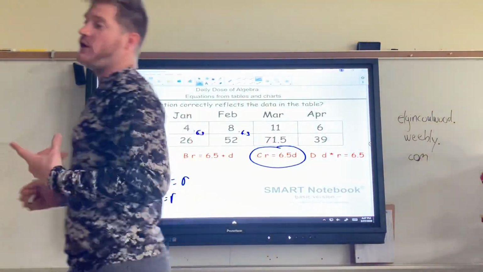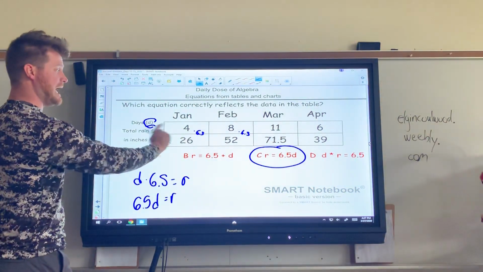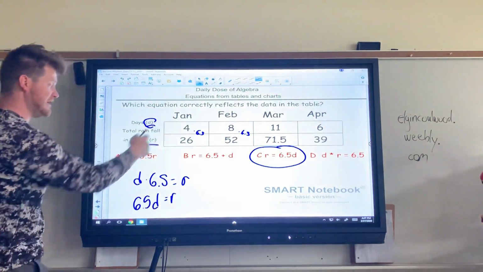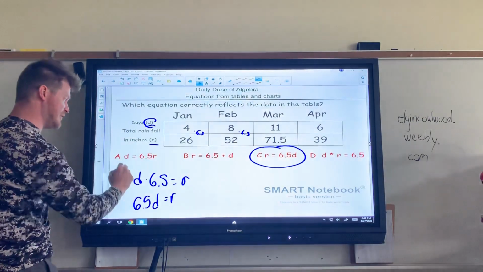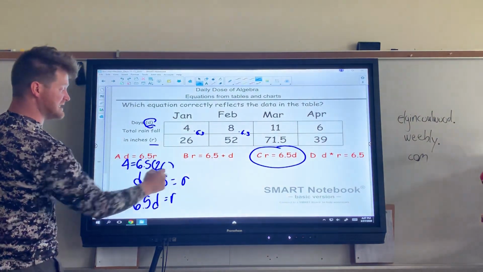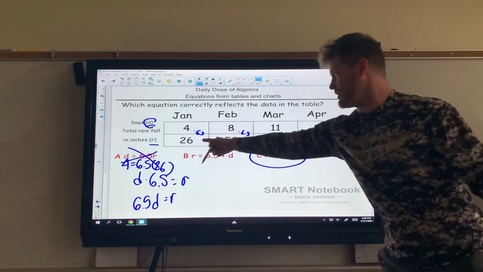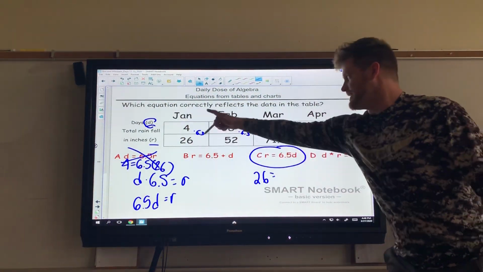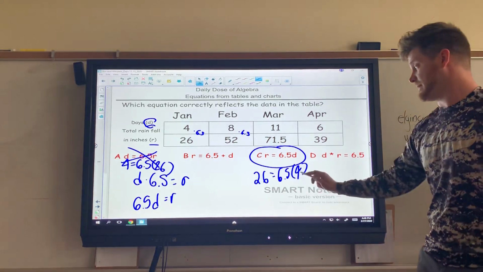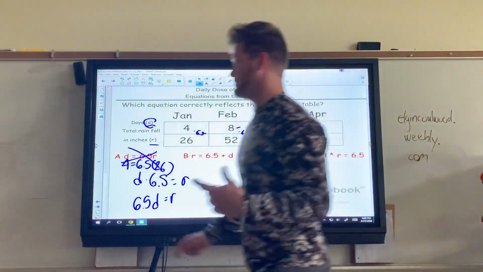Now that's the way I would do it. It's a little quicker, but if you are more comfortable with just plugging in the values, feel free to do that. The top row is going to get plugged in for all the d values, and the bottom is going to get plugged in for all the r values. So here, A is the trap answer. If you plug in 4 for d, 4 equals 6.5 times r. We know that 6.5 times 26 is not 4. However, if you plug it in over here, r is 26 and d is 4, so 6.5 times 4. This one definitely makes more sense. 6.5 times 4 is 26, and this would work for each set of values that you plug in.